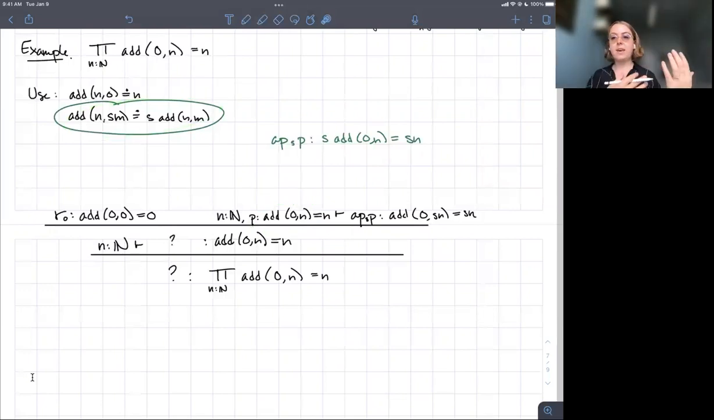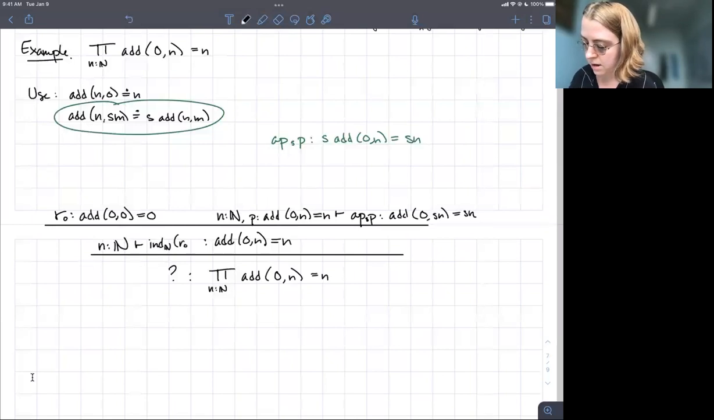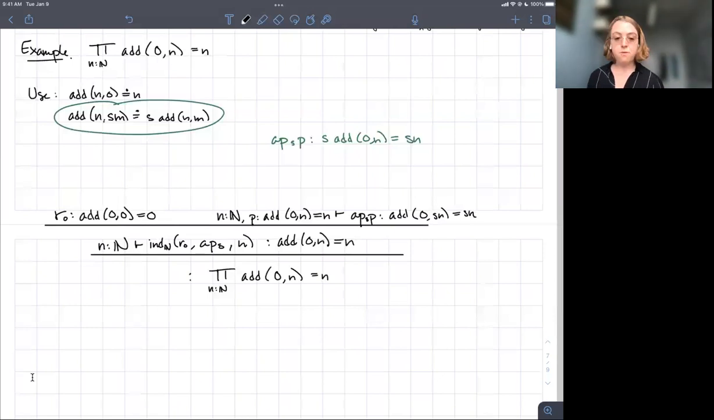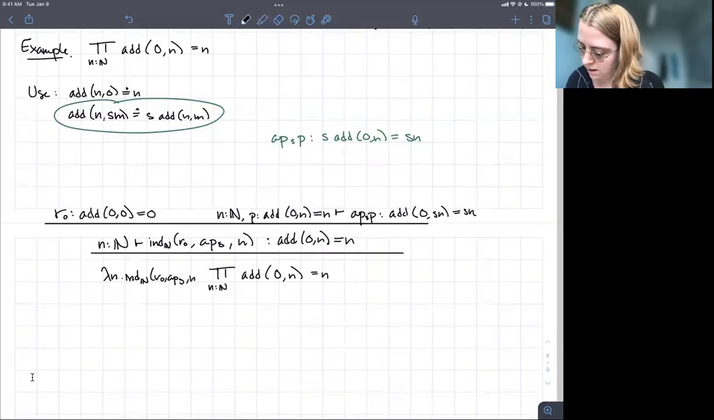Okay, so now we successfully proved the base case and the induction step. And now we put it together with induction, AKA natural numbers elimination. And we find here a term, R0, let's say app sub S, and I want to put the N in there. And then to turn it into a function, we want to abstract N from this. I don't have enough space. And we find indeed this function. Okay, so now we've successfully proven that if we add zero on the left of any natural number, then we get back the original one.